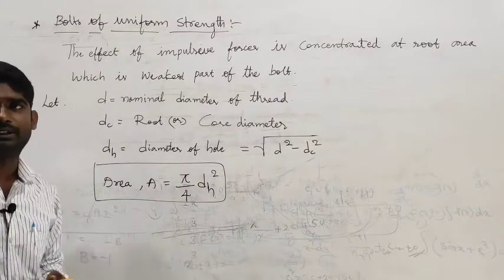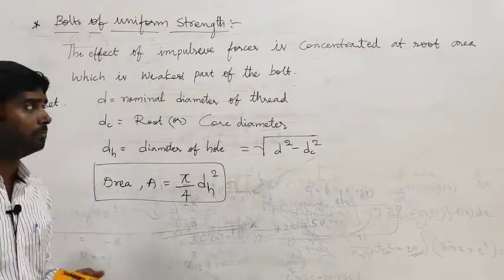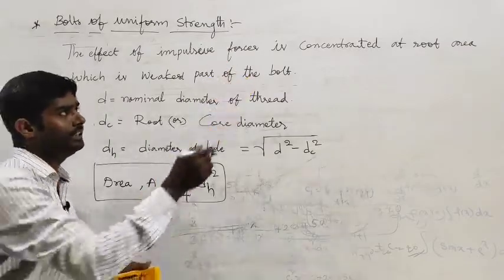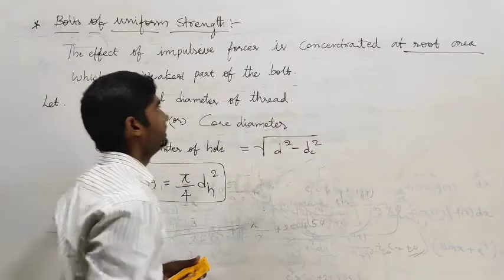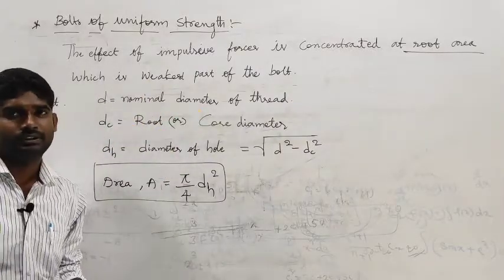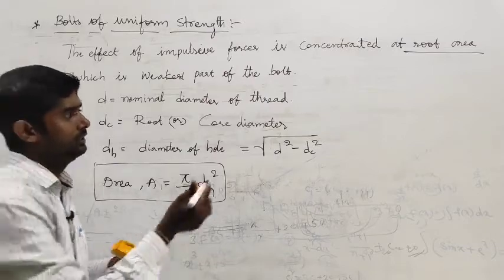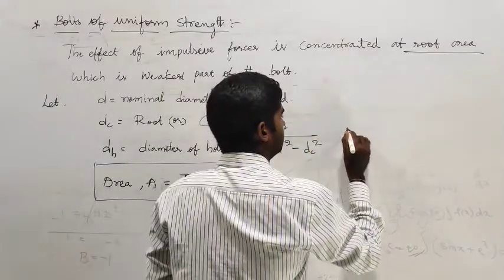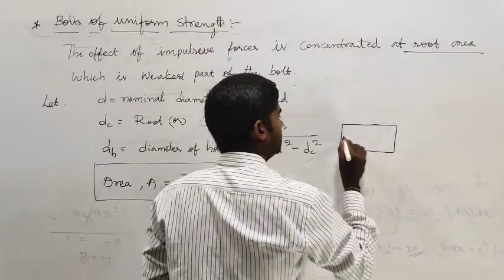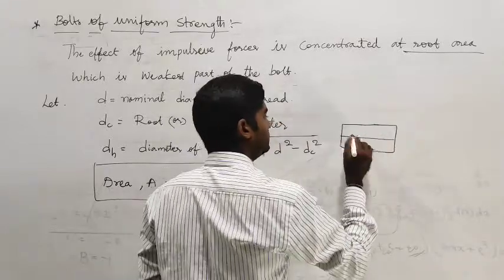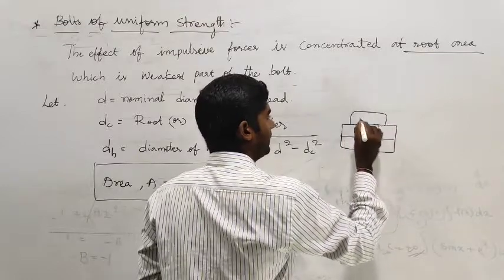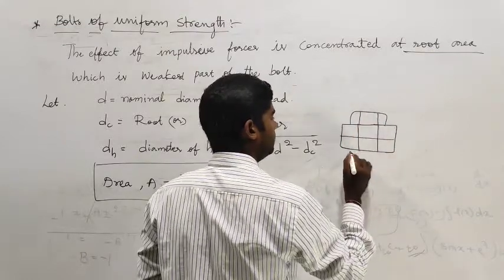Bolts of uniform strength. In uniform strength bolts, the effect of impulse force is concentrated at the root area, which is the weakest part of the bolt. Let's see, like this you have 2 elements or 2 plates you are joining using bolts. This is only an example bolt.